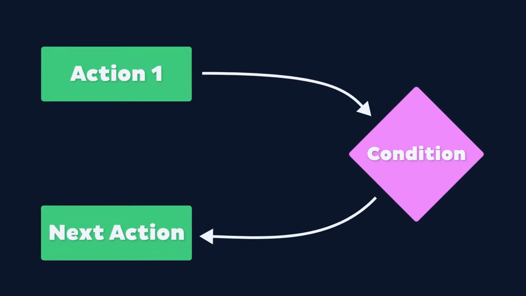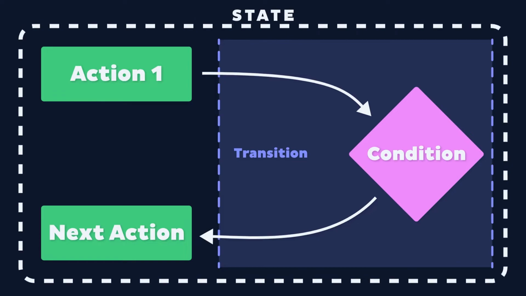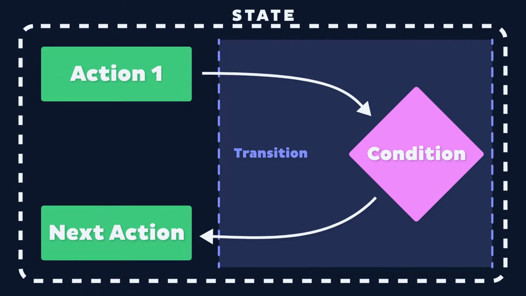We can define these phases as actions, represented here by a rectangle. To go from one action to another, we need one or more conditions. So, the switch through the condition and then to the new action is called a transition, and we can call the whole thing a state. With these elements, we have the basis of our intelligence system.